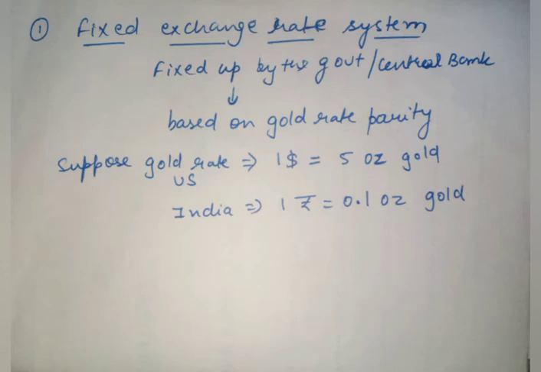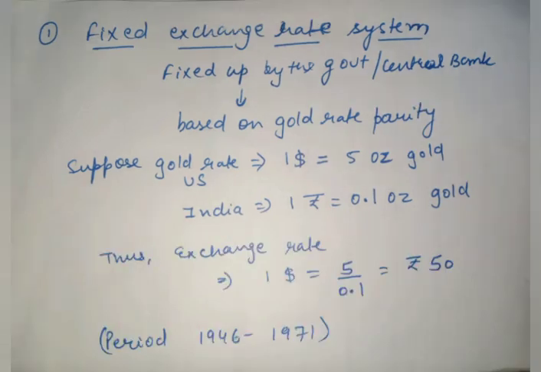Now let us compare these two countries and determine the exchange rate. From the above parity between the gold prices in the United States and India, we get that $1 is equal to 5 divided by 0.1, which comes out to be rupees 50. Thus, $1 will fetch you rupees 50 as per this method. This method of exchange rate determination was developed by the IMF in the year 1946 and was abandoned in the year 1971.